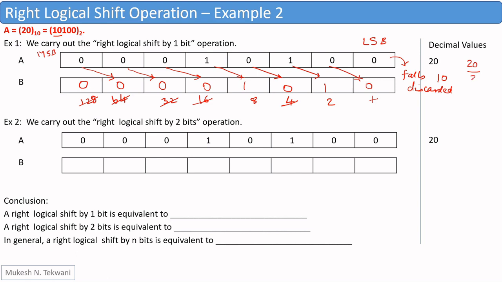and we can see this, 20 divided by 2 is 10. So a right logical shift by 1 bit results in a division by 2, and therefore we have this final value here, 10. Now let us carry out the right logical shift by 2 bits.